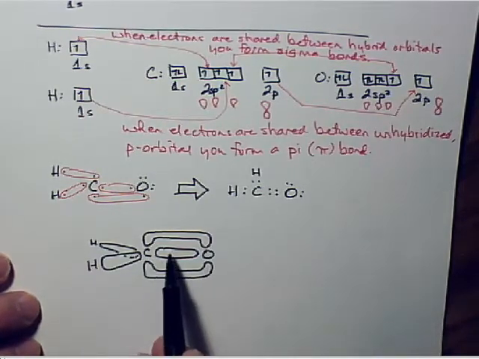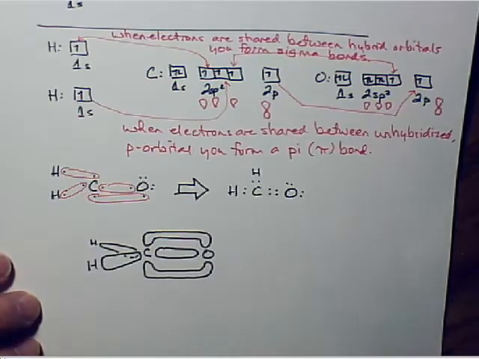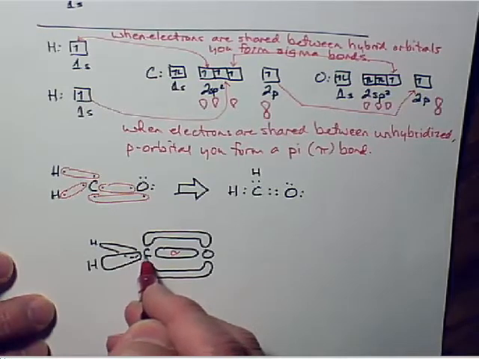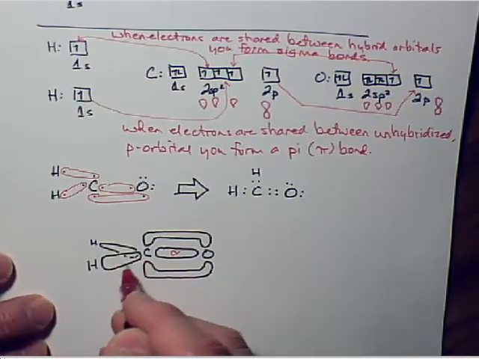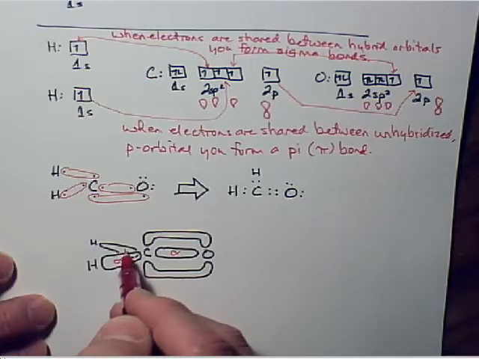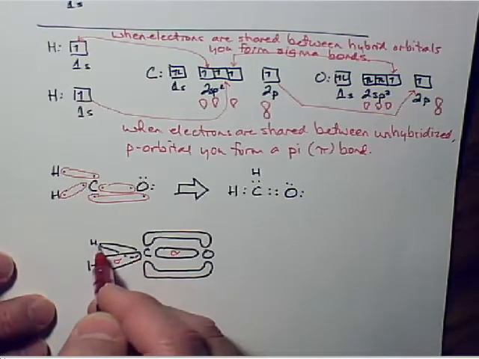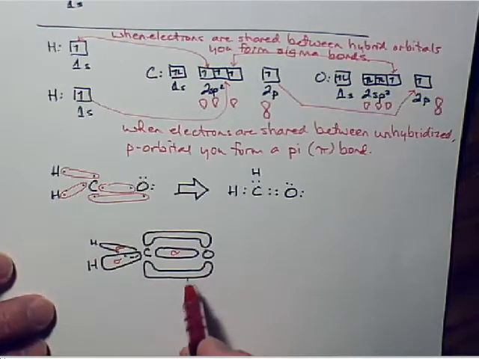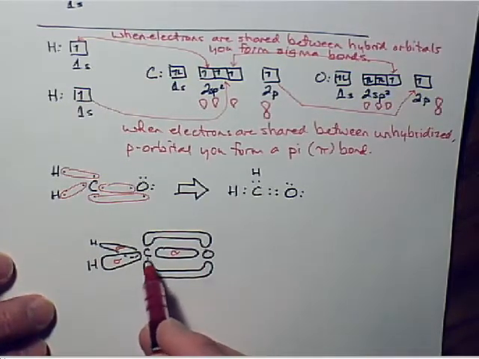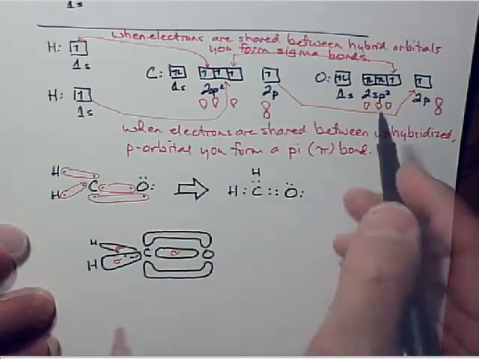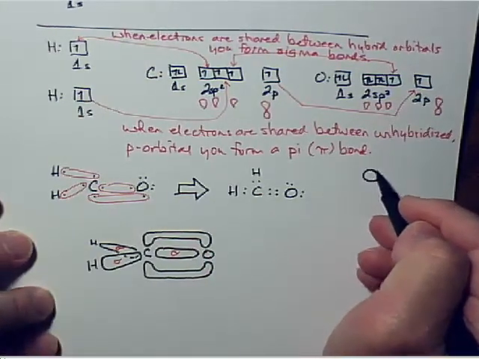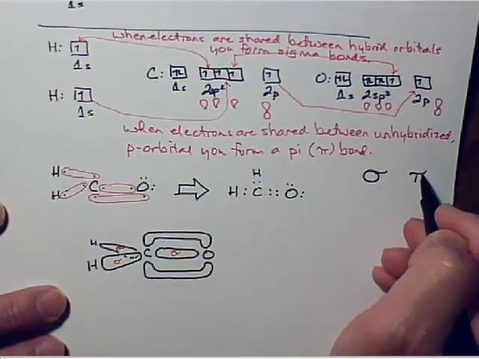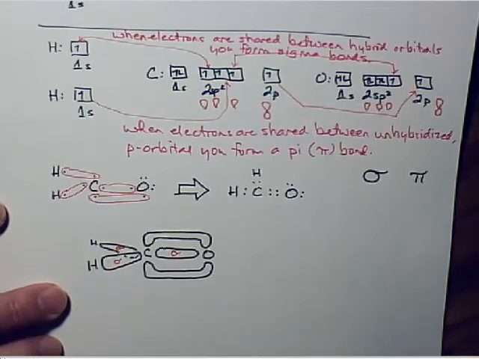So any bond directly on a line between two nuclei is a sigma bond. This is a sigma bond. There's the Greek letter sigma. This is a bond directly on the axis or line between the two nuclei of these two atoms. That's a sigma bond. But this is not a sigma bond because it's not directly on that axis or that line between the two nuclei. Now sigma is that, and pi is that.